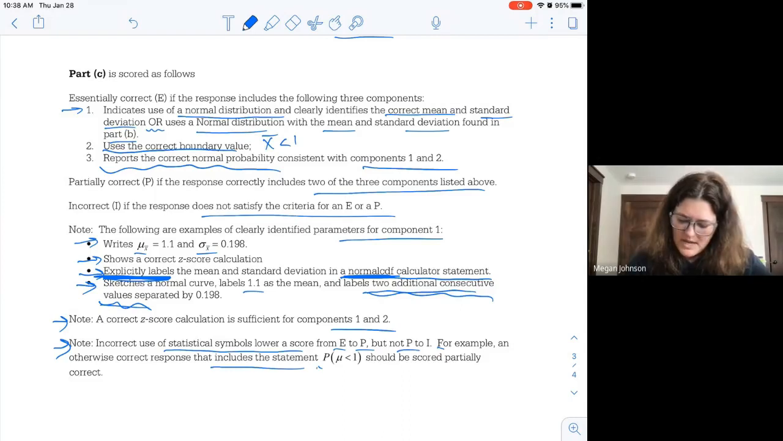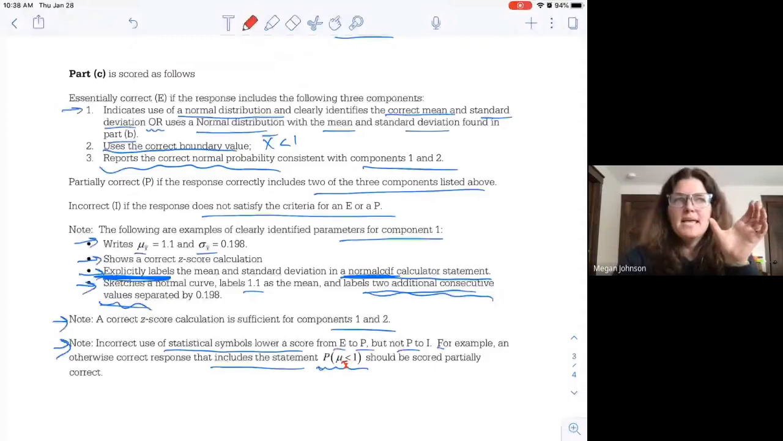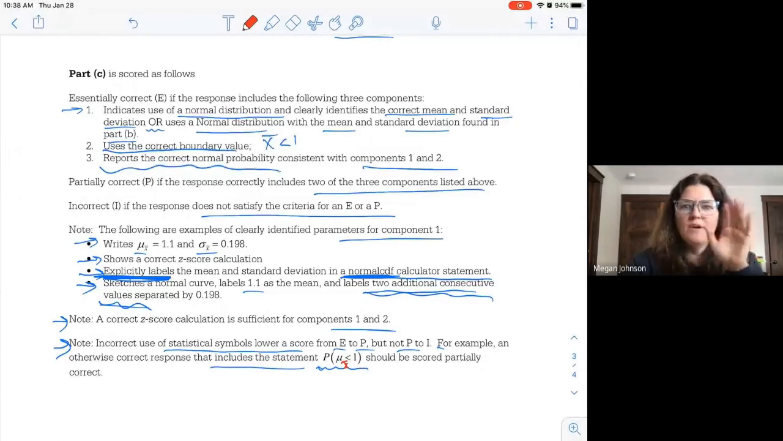This would be going from an E to a P, because you're missing this part, X bar. You're not showing where the mean is less than 1. You're showing where the mean of the sample means is less than 1. Tricky difference. That was one of the AP exam tips in our lesson video, when I talked about, there was a slide about an AP exam tip where you have to be careful about your symbols. Cool?